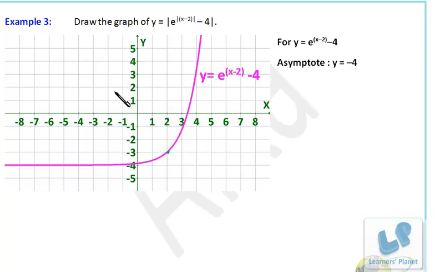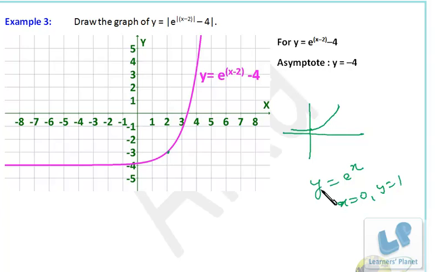Now friends, let's draw the graph of this function. Here, first of all, we have to draw the graph of e raised to (x minus 2), minus 4. You must be knowing the graph of e raised to x, that's this, right? y is equal to e raised to x. So when x is equal to 0, y is equal to 1. So this is the point (0, 1), right?